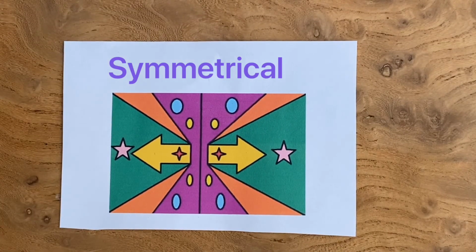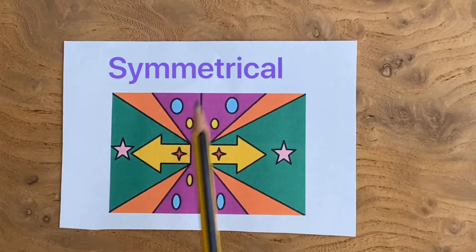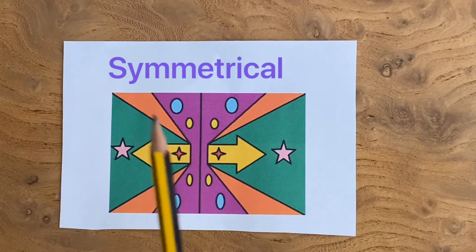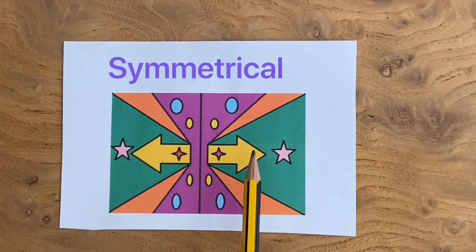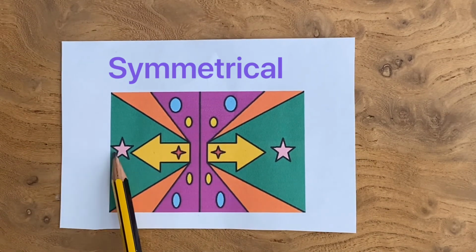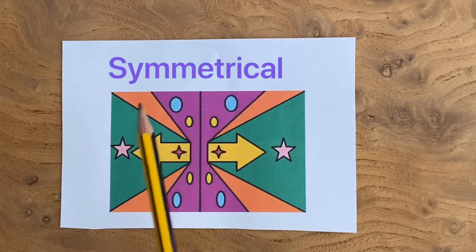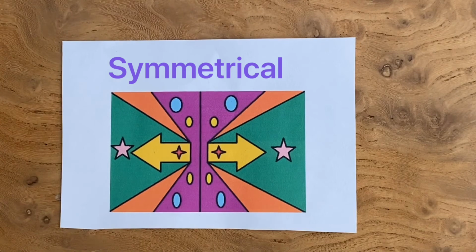So here we have a little symmetrical pattern. Here we've got a line down the middle and everything on either side of this line is the same. So if we've got a yellow arrow here, we have a yellow arrow on this side. Pink star here, we have a pink star on this side. Everything is the same on each side. That's called a symmetrical pattern.